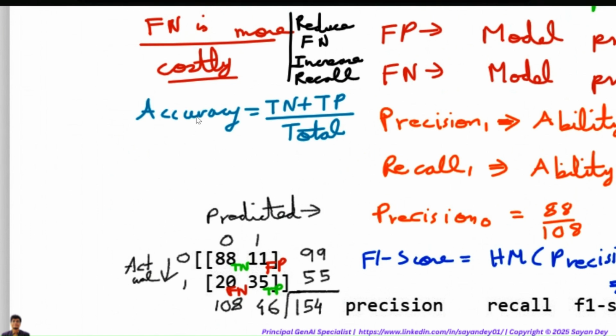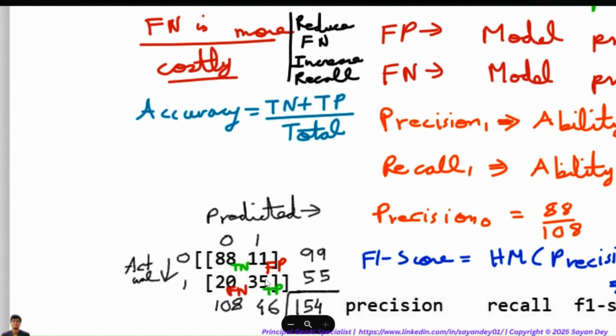Now, what is accuracy? What exactly is the accuracy metric? Accuracy is TN plus TP by total. So out of a total of 154 observations, there are this many correct negative predictions plus this many correct positive predictions. You're able to clearly see how many correct negative predictions, 88, plus how many correct positive predictions, 35. That is how we understand the meaning of accuracy.